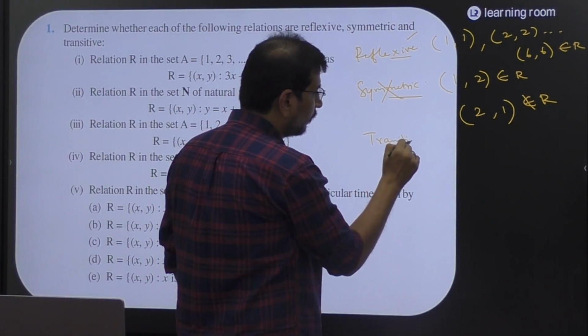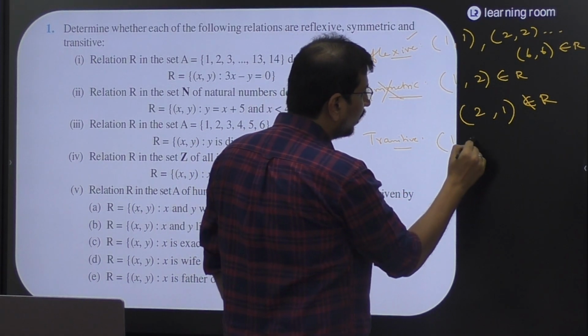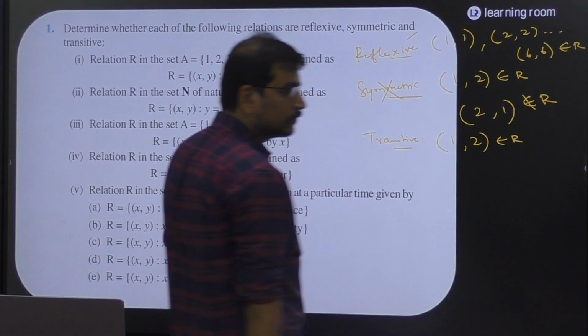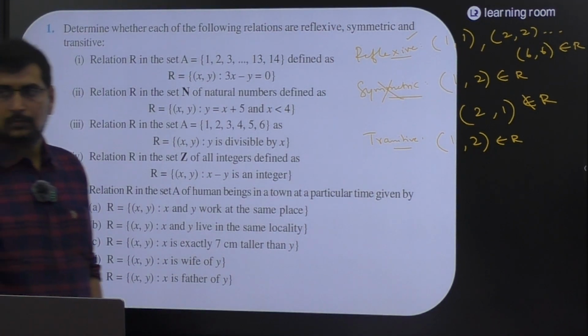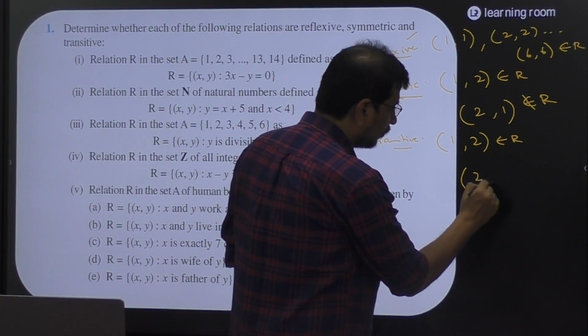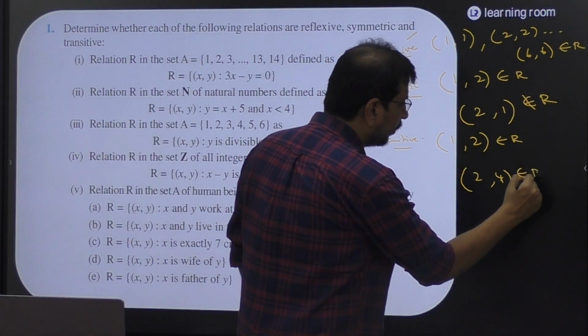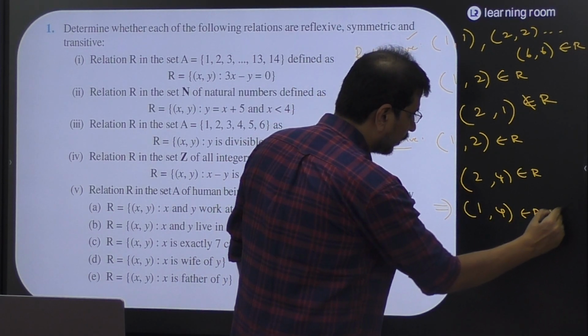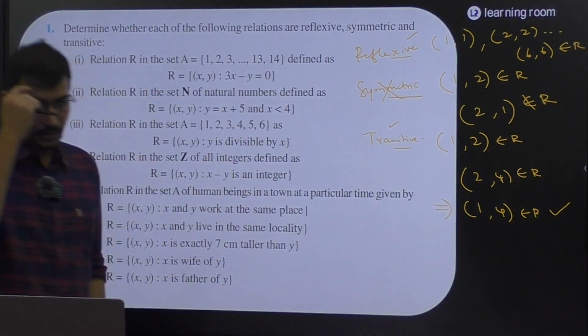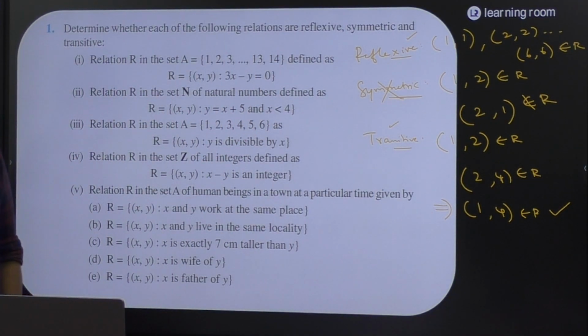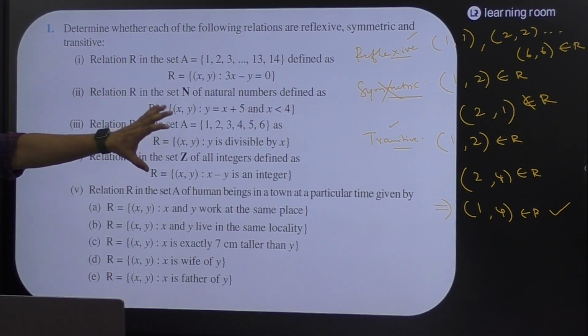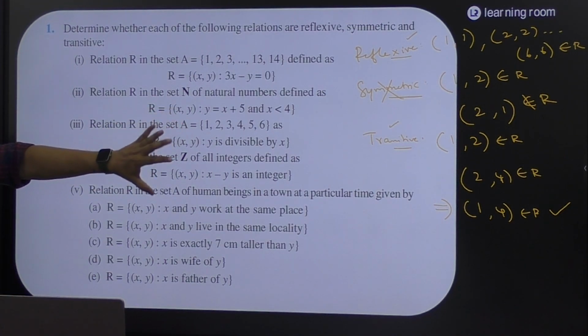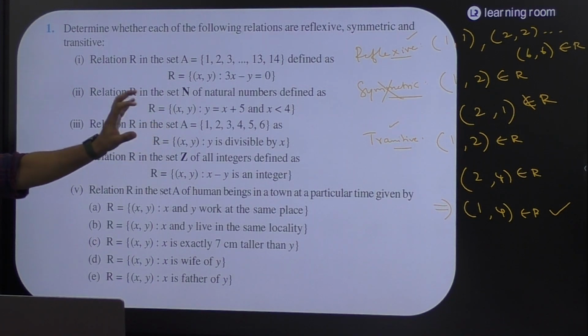What about transitive? So 1 comma 2 belongs to R, then 2 comma 4 belongs to R, which implies 1 comma 4 also belongs to R. So it is transitive. See, there is a better way than taking the numbers, a better way to think of it. But as I told you, initially we'll start with this. After a point, we'll take it.